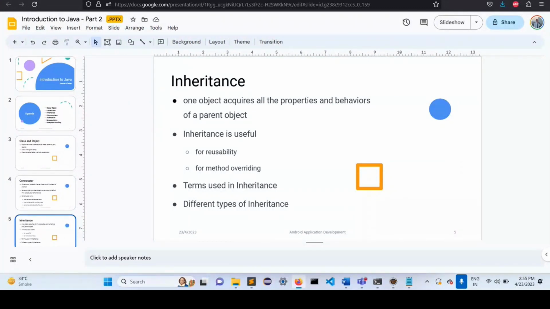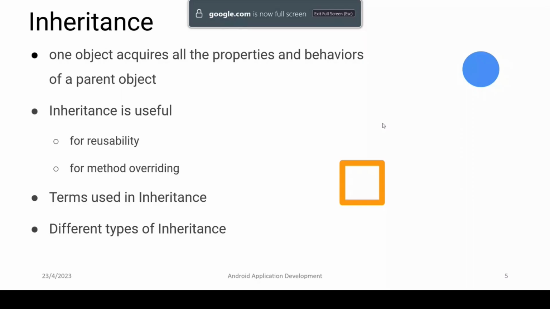So we have talked about what the different terms in inheritance are: superclass and subclass, what the extends keyword is, and then the different types of inheritance, like single inheritance, multi-level inheritance, multiple inheritance, hierarchical inheritance, and hybrid inheritance. We'll solve one simple example of single inheritance.